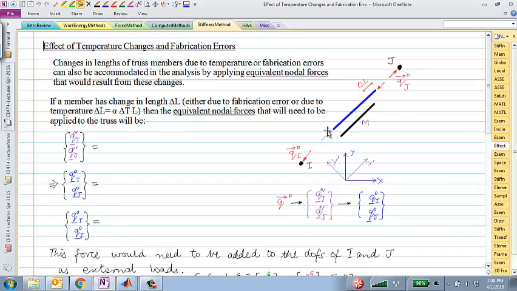The initial force that I need to apply to correct the delta L change in length, what should that be? How can I find that? If I say that a member is too long by delta L, what amount of force do I need to apply to it to get it back to the correct length L? What would that be?